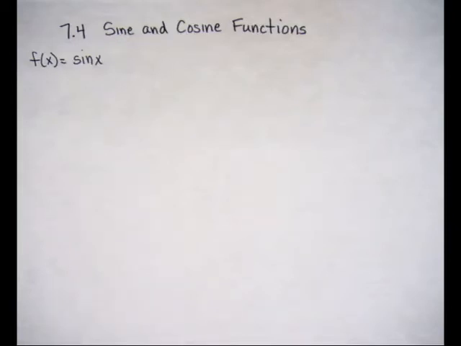So now that we've seen the fundamental trig limit, we're ready to start applying our knowledge of calculus to trig functions. In 7.4, we're going to concentrate on just two of them: the sine and the cosine functions. These are by far the two most important functions in trig and a good place to start. So let's start with the function f of x equals sine x.